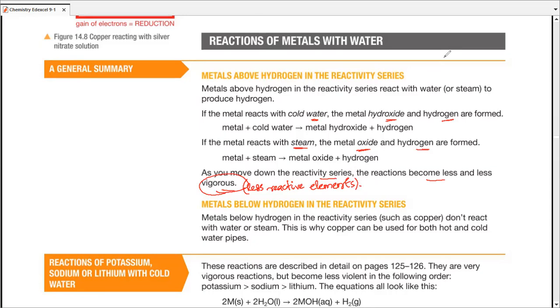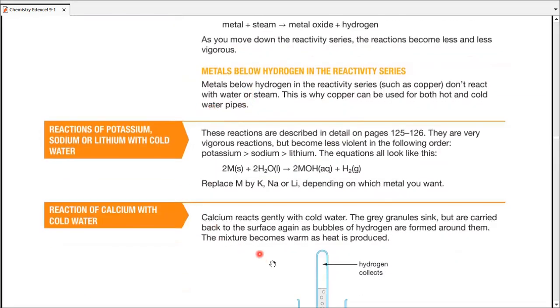Let's take a few examples to make sure that we understand this. Let's go example by example. There are many examples in the book. So one after another, we'll compare elements: which one is more reactive, which one is moderately reactive, which one is less reactive. This would give you an idea.